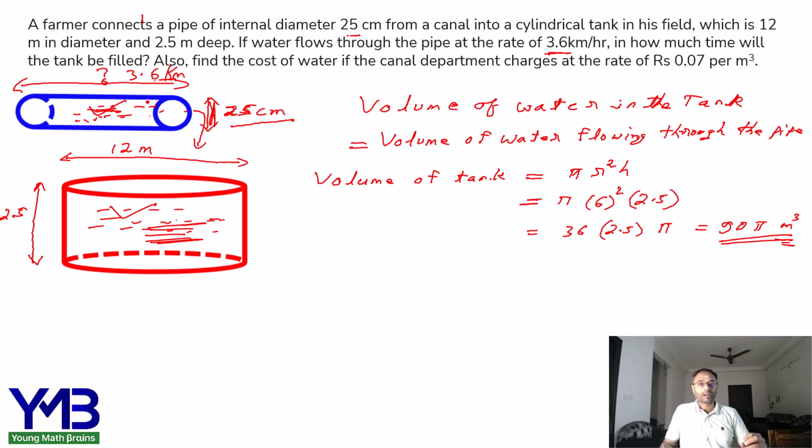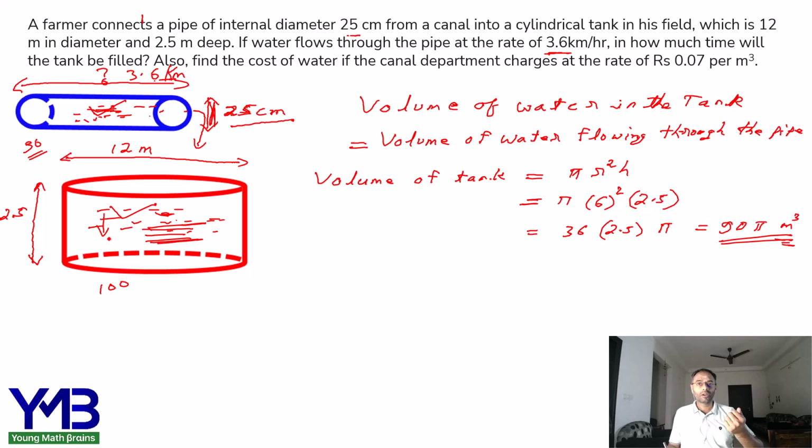Right? Now, let's just imagine. Of course, we have already calculated here 90 pi, but let's assume the volume of this tank is 100 meter cube. And the volume of water flowing through this pipe in 1 hour is, say, 50 meter cube. Then how long will it take for this pipe to fill this tank? It would take 2 hours, right? Because in 1 hour, it just passes 50 meter cube of water. And that is not enough to fill the tank. So it would take another hour.